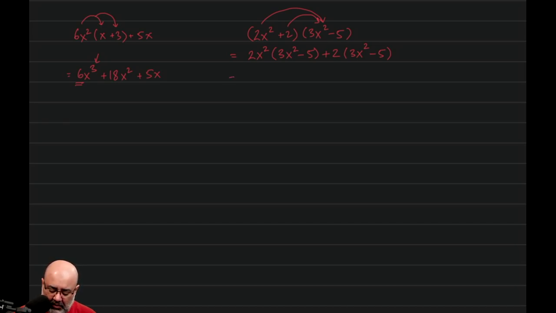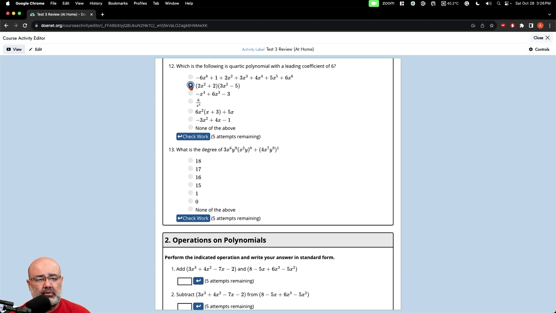Now we can multiply term by term. So 2 times 3 would give us 6. X squared times x squared would give us x to the 4th. Then 2 times negative 5 is negative 10, and then we have x to the 2nd power. 2 times 3 is 6, and then x squared comes along. And then 2 times negative 5 is negative 10. Now we can combine these two terms, but we actually don't need to go that far. The highest power will still be 4, and the leading coefficient will still be 6. So that actually is the answer to that question.